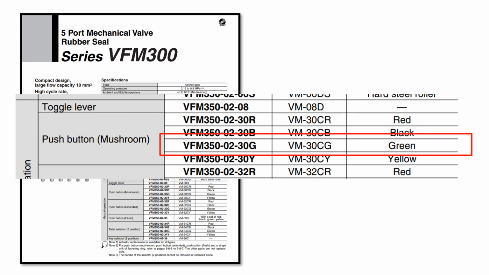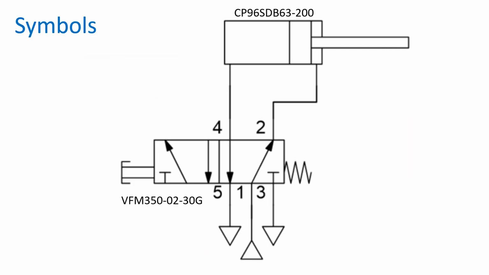A quick search through SMC catalogs, and I've located the appropriate part number. Just a reminder that you can also get the part numbers from SMC Draw. I've used the catalog example just as an exercise. Let's add our directional control valve part number to our schematic diagram.